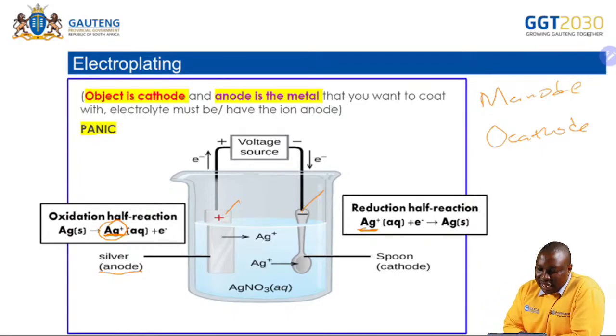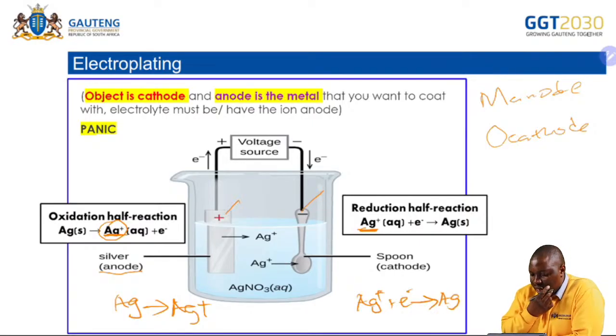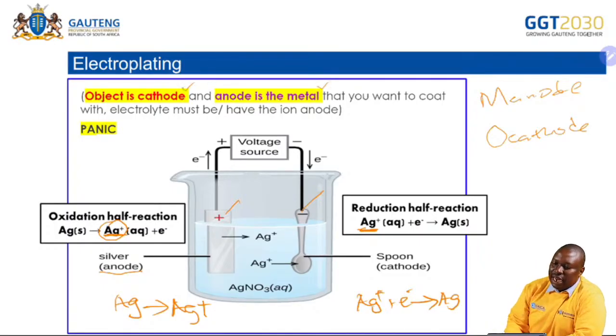So you have to understand that it is silver that loses electrons to become silver ion, but it's the same silver ion that gains an electron to become silver. So you can see that the silver solid, the silver metal, loses electrons to become an ion. Each metal ion is the one that gains an electron to be plated on the object. So electroplating works like that. Don't forget, object at the cathode, and the anode is the metal.